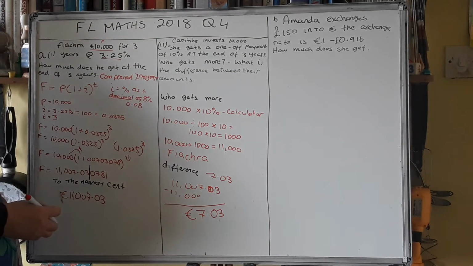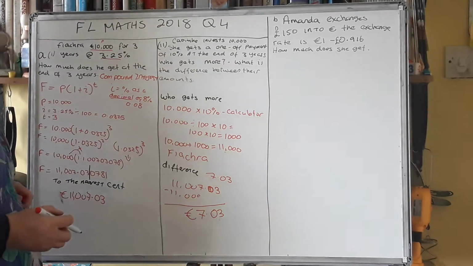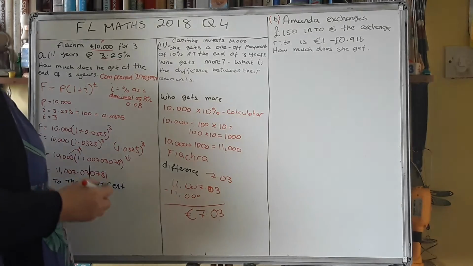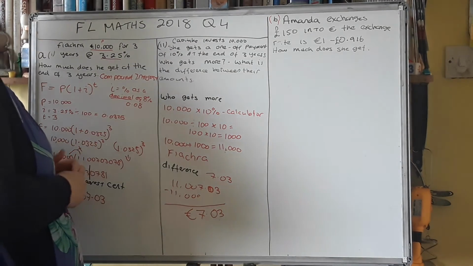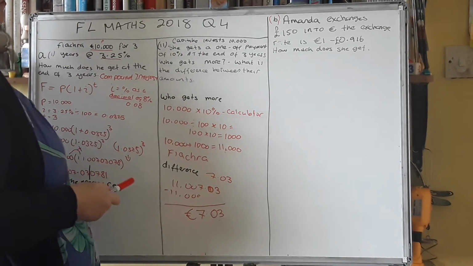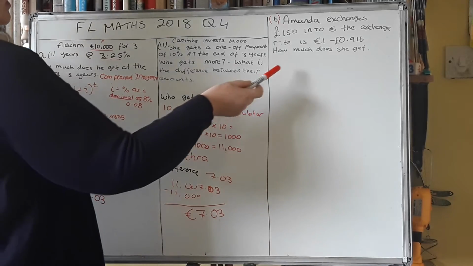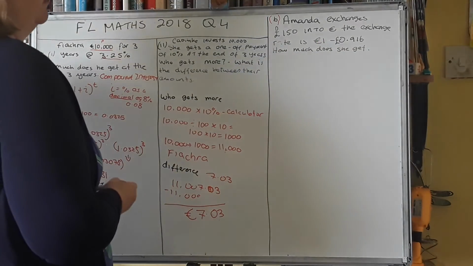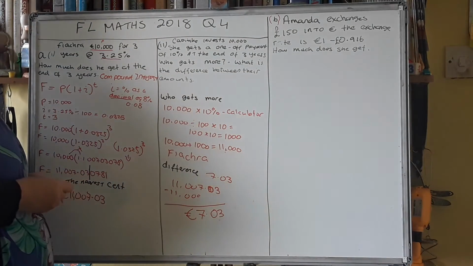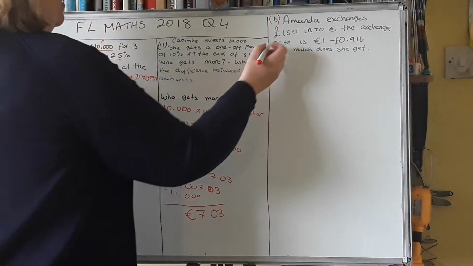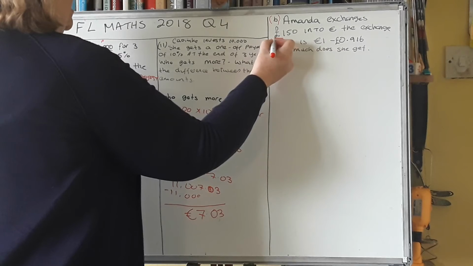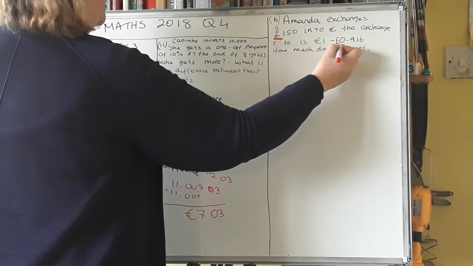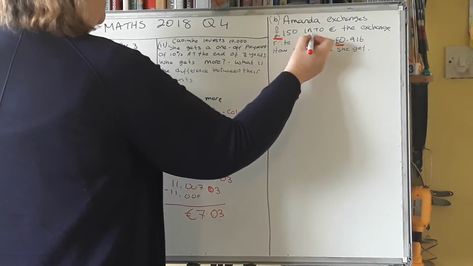Now, on to part B over here. So now we have Amanda exchanging 150 sterling into euros. The exchange rate is €1 equals 0.916 sterling. When the amount that you have is the same as what the one is equal to in the exchange rate, that means you're going to divide.